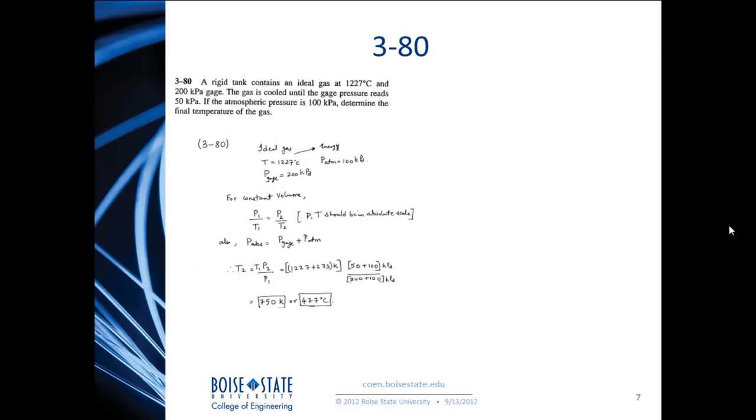So we can convert the pressure from gauge to absolute using the formula shown: P absolute is P gauge plus P atmosphere. And also we need to convert the temperature from Celsius to Kelvin. So once we do the math there, we end up getting T2 to be 750 Kelvin, or you can convert it back to Celsius and you would get 477 degrees C.